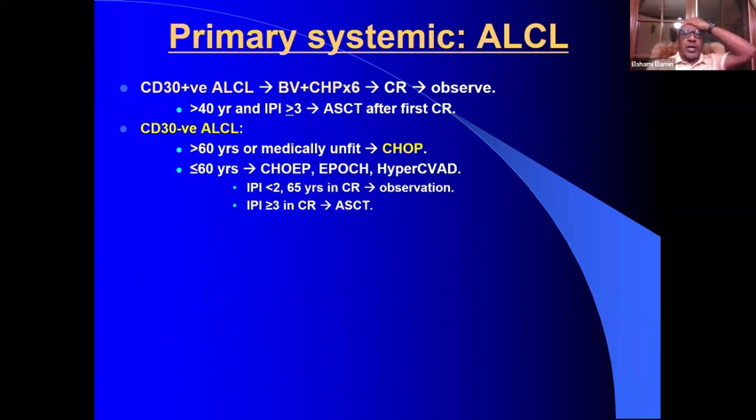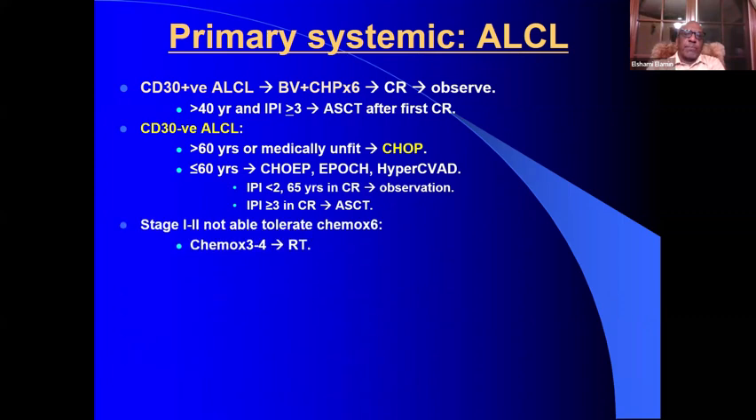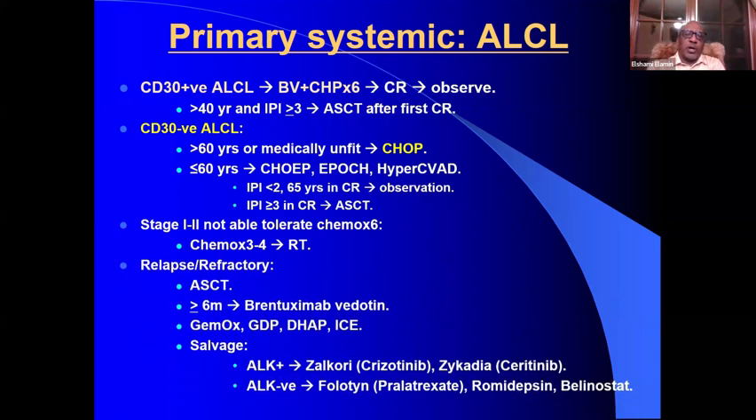If the CD30 is negative, then of course brentuximab is not a choice. If they're medically unfit, we use CHOP. Otherwise, we use this aggressive regimen, which is CHP with etoposide. For stage 1 or 2, not able to tolerate chemotherapy, you can give short chemotherapy followed by RT. If relapsed, these are the options.